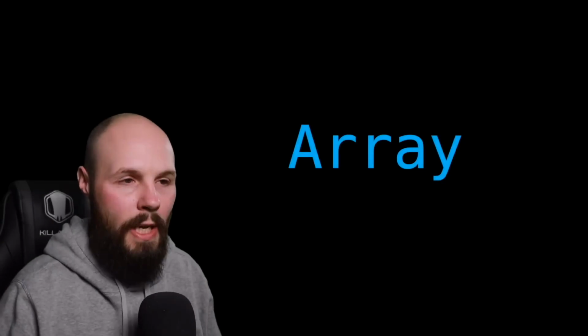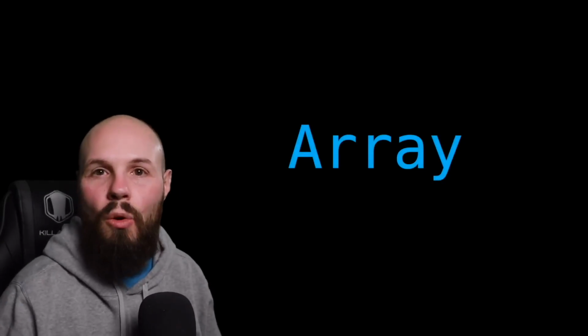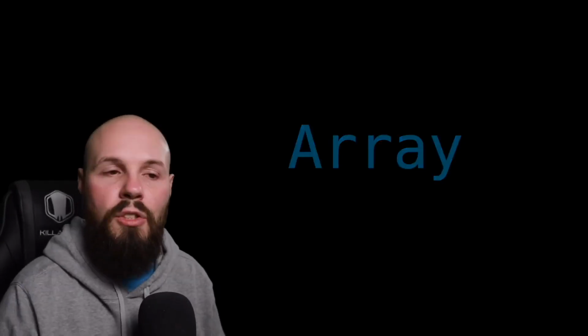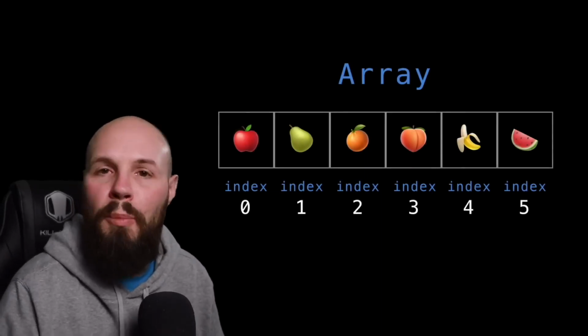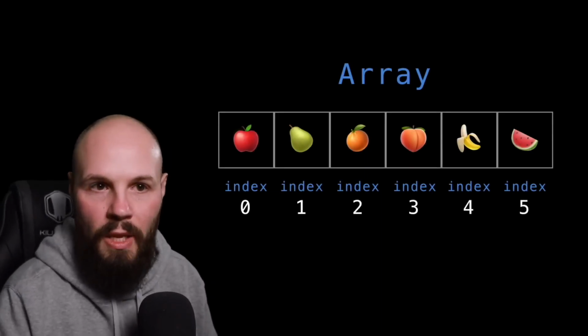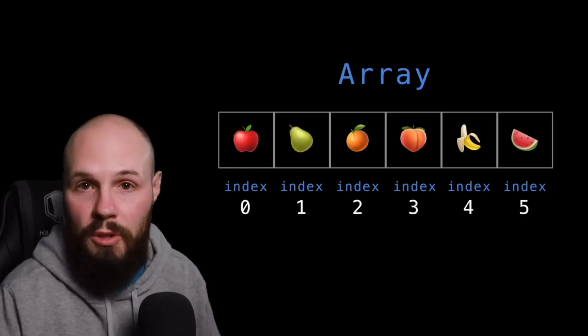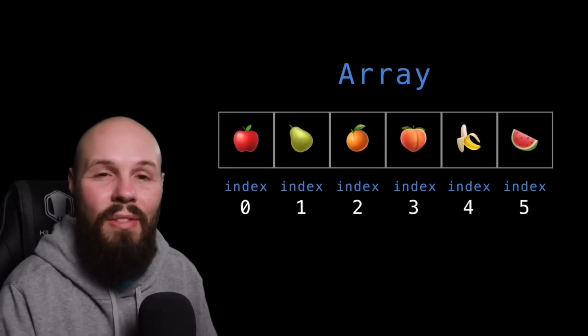Now let's talk about arrays. An array is a container or a list of objects. Here on the screen is a visual aid to hopefully help you understand the concept of an array. For example, this would be an array called fruits. As you can see, there's various different fruits in this list.